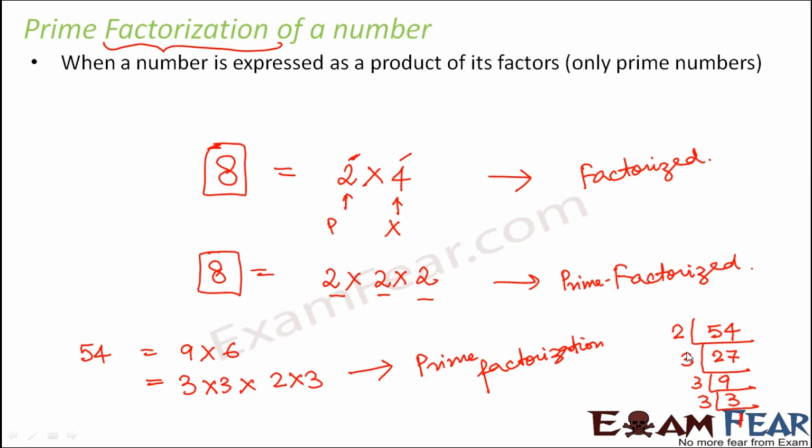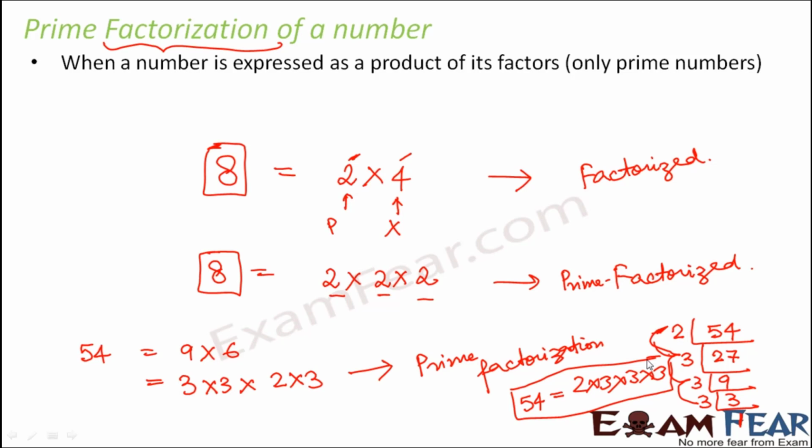Until and unless you get a 1 here, you continue the process. So once you have done this, then you can write 54 as a product of all these factors, that is 2 into 3 into 3 into 3. So this is how we do prime factorization of a number.